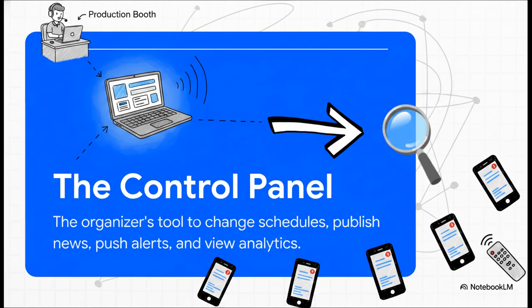And finally, we have the control panel. This is your exclusive back-of-house control room. It gives you real-time authority over the entire flow of the event. You don't need to call a developer every time you need to make a tweak. With this digital dashboard, an organizer can just log in from a laptop right in the production booth, type out a quick news update, hit send, and instantly push a notification to every single smartphone in the building. It is quite literally your ultimate remote control for the event.